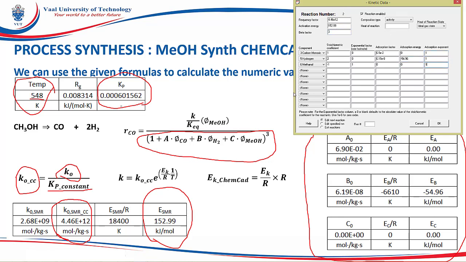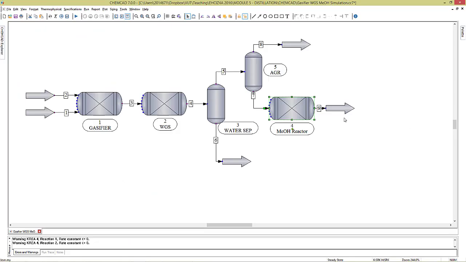Let's recheck again. Everything seems to be entered. Then you can agree with that, and Chemcad will be happy. Then you can start by simulating from left to right. I always say start with the simulation of this unit.